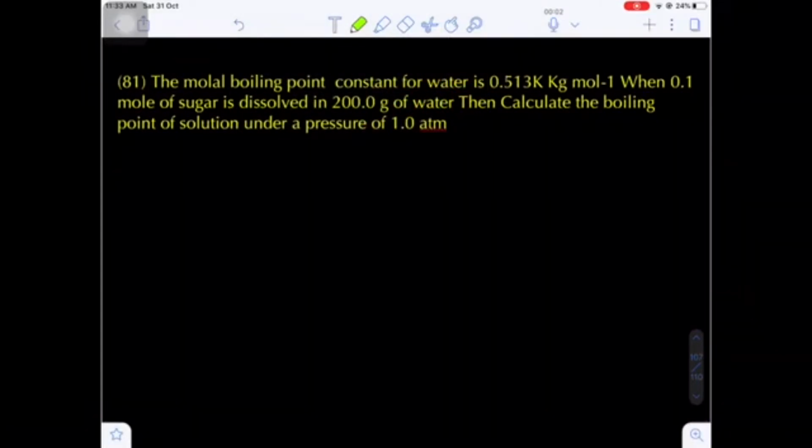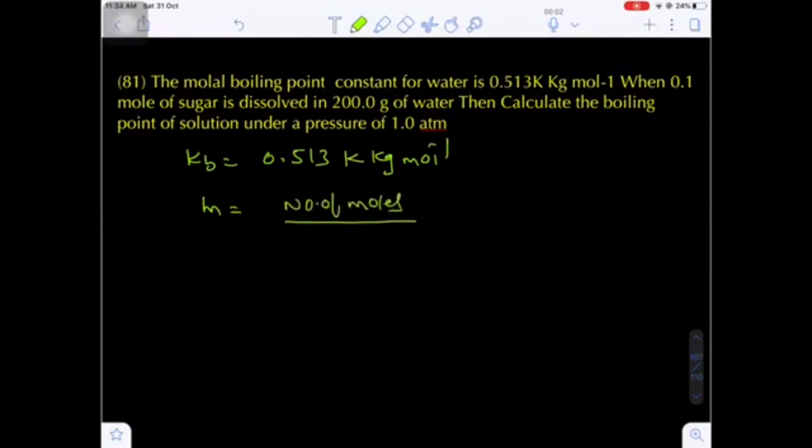Now the next question, question number 81. The molar boiling point constant for water, that is called Kb. What is the Kb value given here? 0.513 Kelvin kg mole inverse. When 0.1 moles of a sugar is dissolved in 200 grams of water, find the boiling point of the solution at 1 atmospheric pressure. First of all, I am calculating the molality. Molality is the number of moles of solute divided by the weight of solvent, and the solvent weight must be in kilograms.